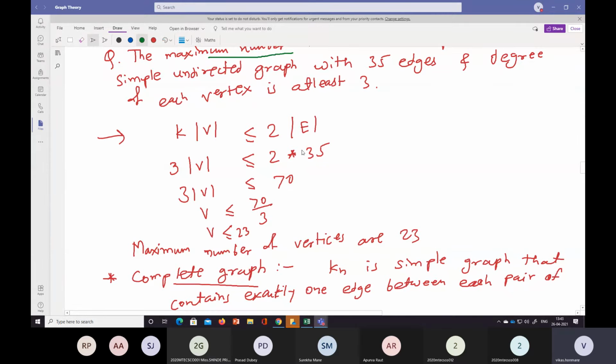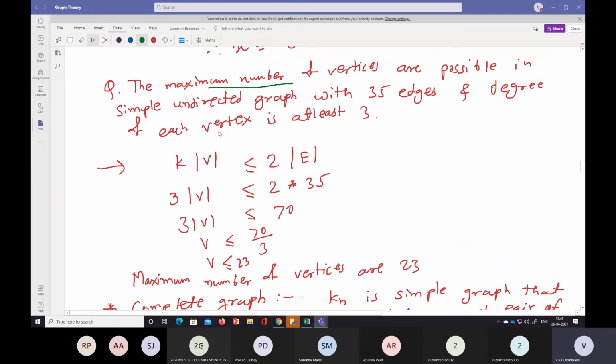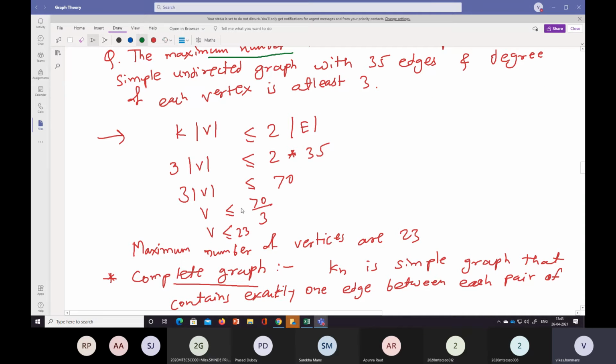So e is 35, given, and each vertex has degree at least 3. So 3 into v is less than or equal to 2 into 35. 3 into v is less than or equal to 70, and v is less than or equal to 70 by 3, which is 23. So the maximum number of vertices is 23.